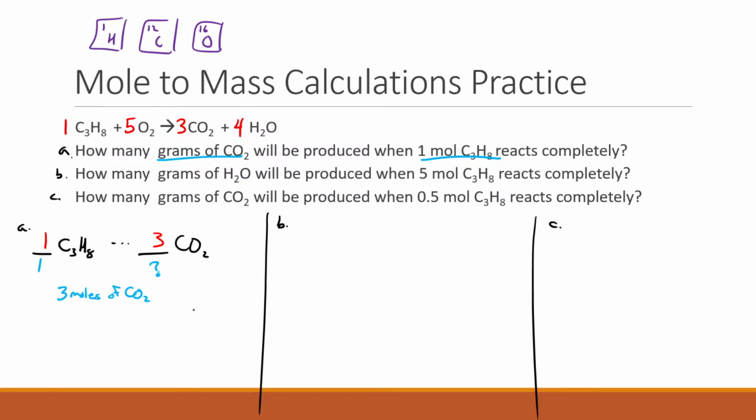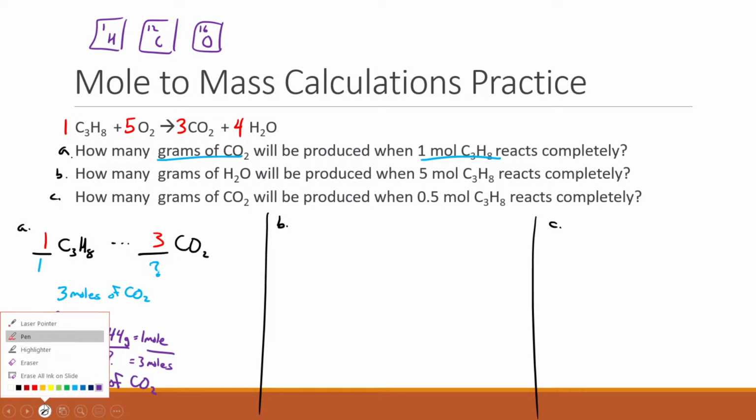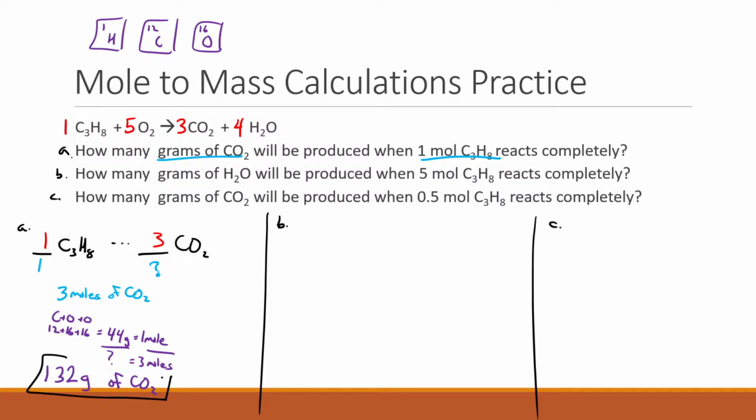C plus O plus O, 12 plus 16 plus 16. That's 44 grams equals 1 mole. So 3 moles equals how many grams? Again, we have a proportion set up for us. 44 over x equals 1 over 3. 132 grams of carbon dioxide is going to end up as our final answer.